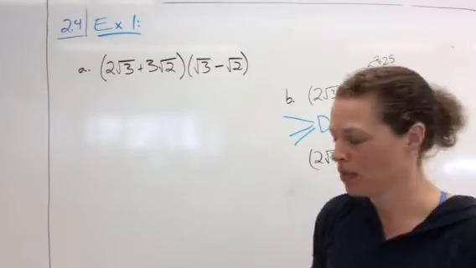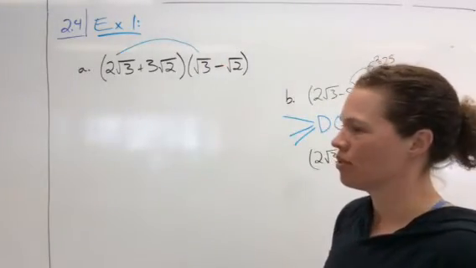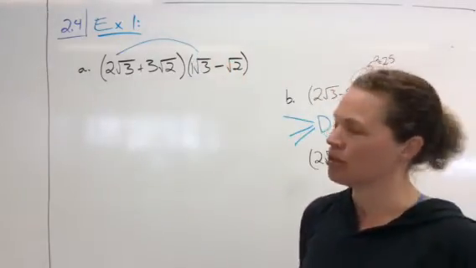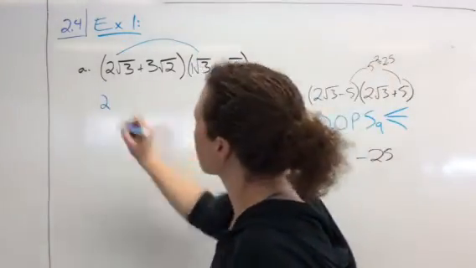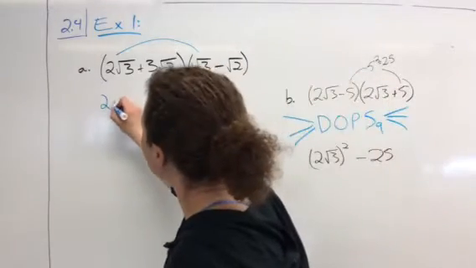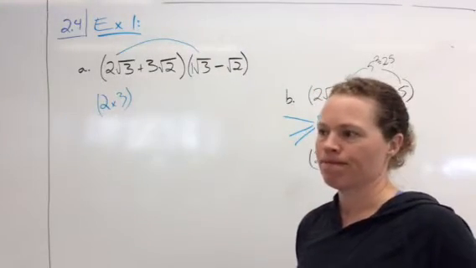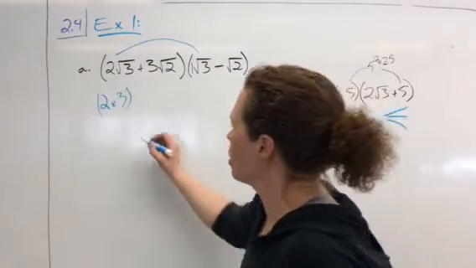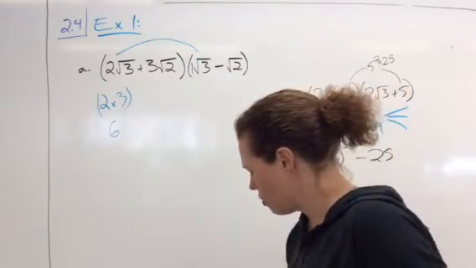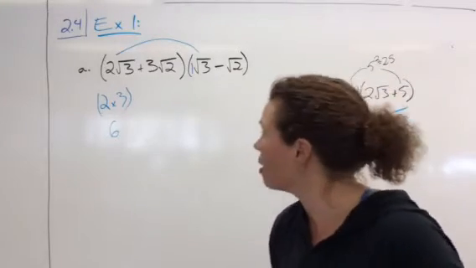So, just FOIL. So, first, gives us 2 root 3 times root 3. Well, this is like there's a 1 here, right? So 2 times 1 is just 2. And root 3 times root 3 is 3. So that's actually going to be 2 times 3. That's fun. So that's going to actually end up being 6 in the end. So sometimes we get rid of our radicals when we multiply them, so that's something to keep an eye on.